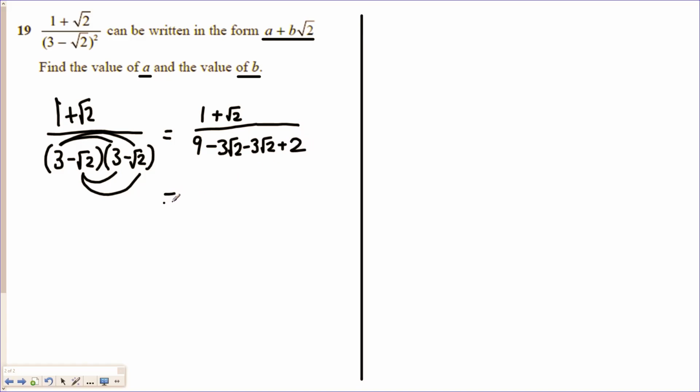I am now going to collect the like terms. So we have 1 plus root 2, the numerator stays the same. 9 plus 2 is 11. Minus 3 lots of root 2, minus 3 lots of root 2, so they're the like terms, will give us minus 6 lots of root 2. We are now going to rationalize the denominator, so I'm going to draw a little multiplication sign. We're going to multiply the numerator and the denominator by 11 plus 6 root 2. 11 plus 6 root 2.